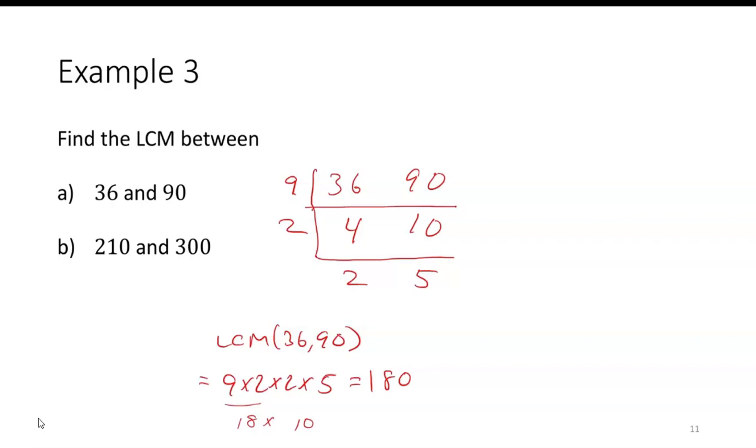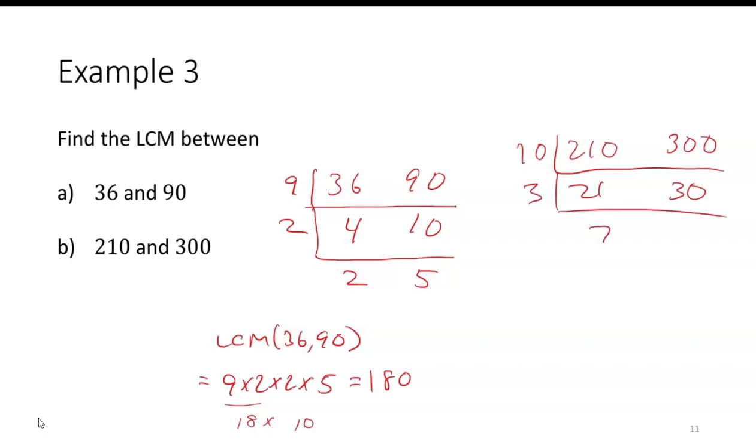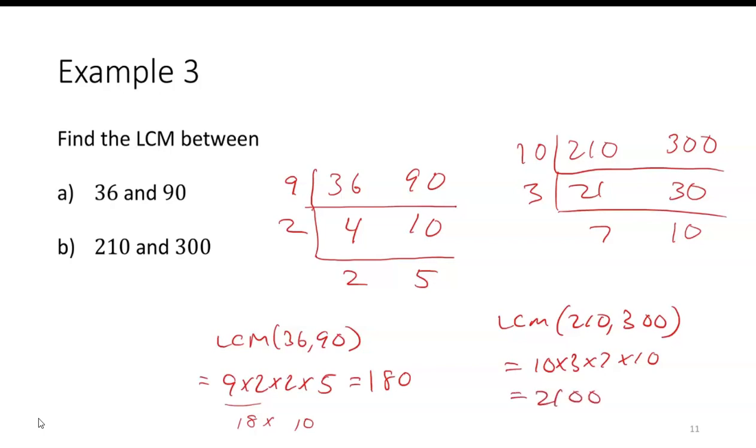210 and 300. Well, they're both divisible by 10. And then they're both divisible by 3. Okay. So it looks like the least common multiple for 210 and 300 is 10 times 3 times 7 times 10. So 10 times 10 is 100. 3 times 7 is 21. So this is going to be 2100.